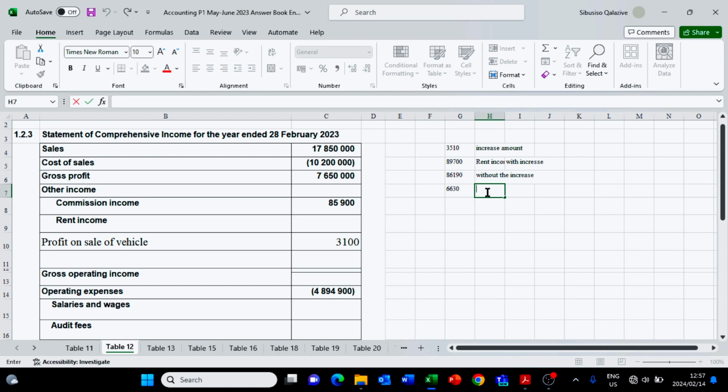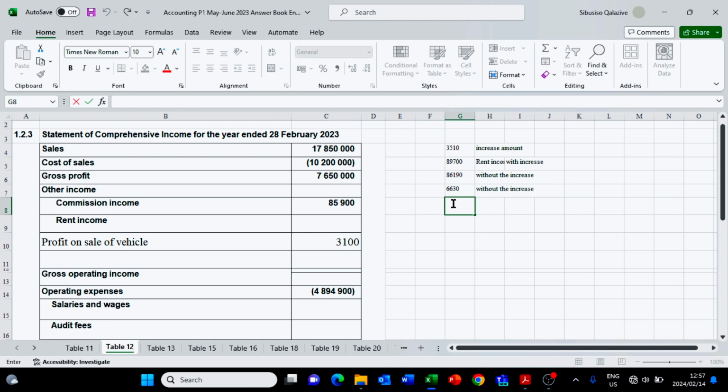So now this is the amount of money that was paid to us per month before the increase. I hope we're together. This was the amount of rent that was paid to us before the increase. So from March 2022, 6,630 was paid to us without the increase. So it's 6,630 from March, April, May, June, July, August, September, October, November, December.